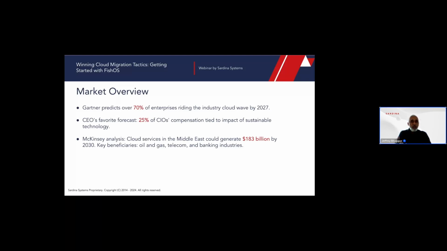This trend is obvious for many parts of the world, but let's zoom in on McKinsey analysis. This is the third topic I want to share with you from a global market overview. So McKinsey analysis say that the cloud services in Middle East could generate a value as much as 183 billion by 2030. Who will benefit the most? The oil and gas industry. The telecom and banking industries will be the next largest benefits from this growth for 6% of total each value.